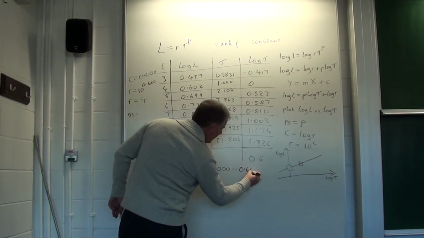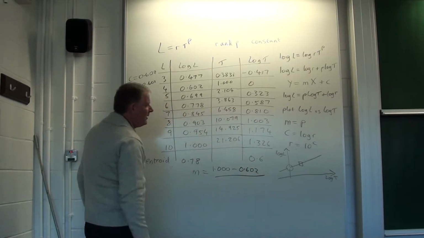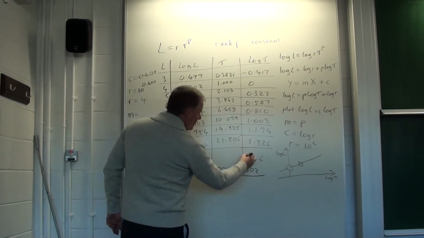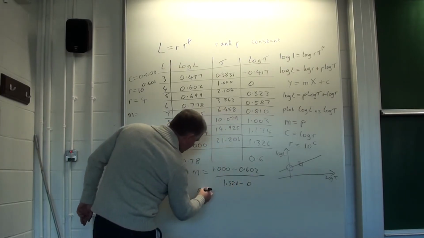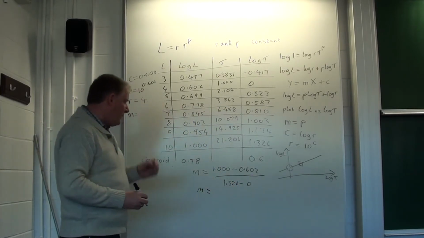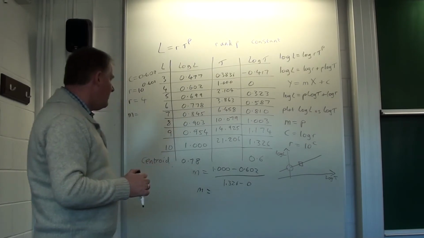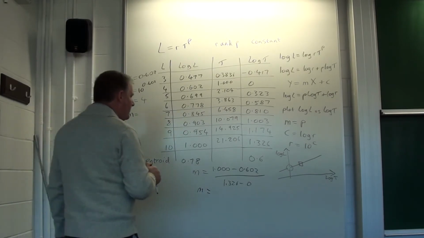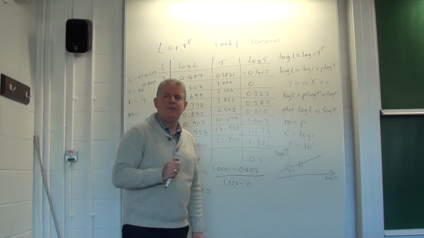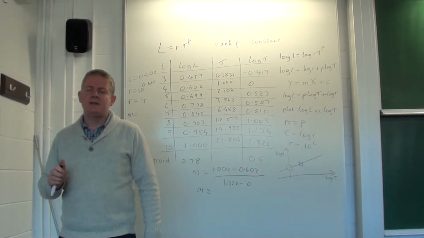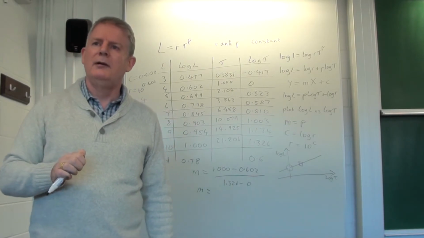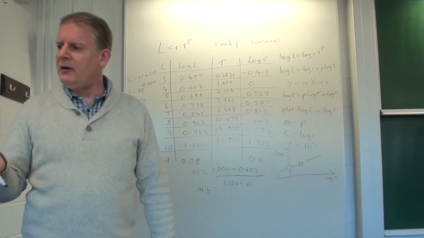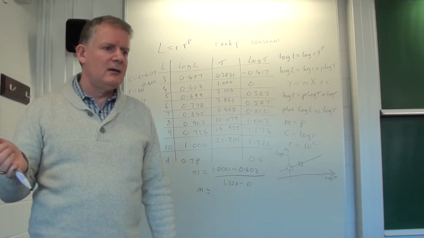So y2 minus y1, so it's 1.00 minus the value of y at the y-intercept, which was 0.602, divided by the x value, 1.326 minus 0. So it's going to be roughly 0.4 over 1.326. That's roughly a third, so 0.33.